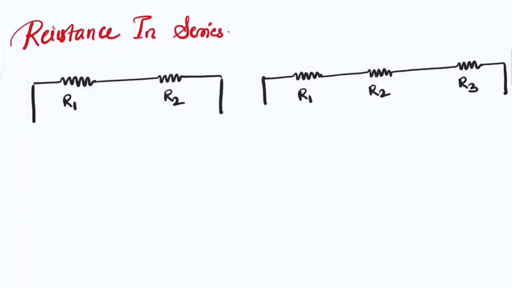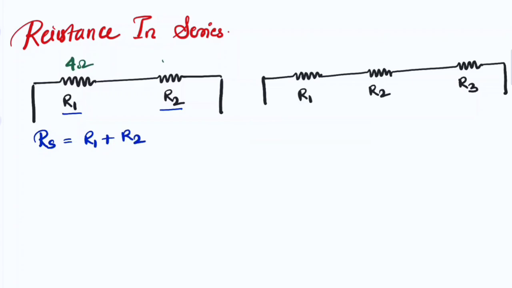Today we'll discuss a very small topic, which is resistance in series and resistance in parallel. So let's assume I have two resistances over here, R1 and R2. The formula for resistance in series is R1 plus R2. Very simple. Okay, so let's take an example.